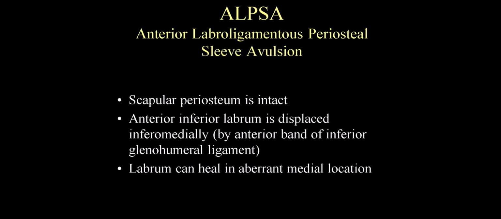Now this is different from the ALPSA lesion. With this lesion, the periosteum is still intact, but it actually jumps over the glenoid. It becomes displaced. And when it does that, it's really difficult for it to move back into its anatomic location and heal. So if it becomes displaced far medially or inferomedially, it's not providing that added support structure to the glenoid. So the patient's going to be continually unstable.